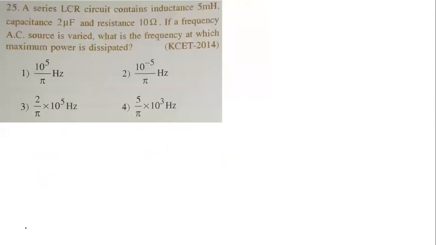Yes, next question now. In a series LCR circuit, inductance is given, L is 5 millihenry. Capacitance is given, C is 2 microfarad. Resistance is given, R. The frequency of the AC source is varied. What is the frequency at which maximum power is dissipated? See here, again, maximum power means the current must be maximum. When current is maximum, power is maximum, right? So when power is maximum, current also becomes maximum, and when current is maximum, Z is minimum.